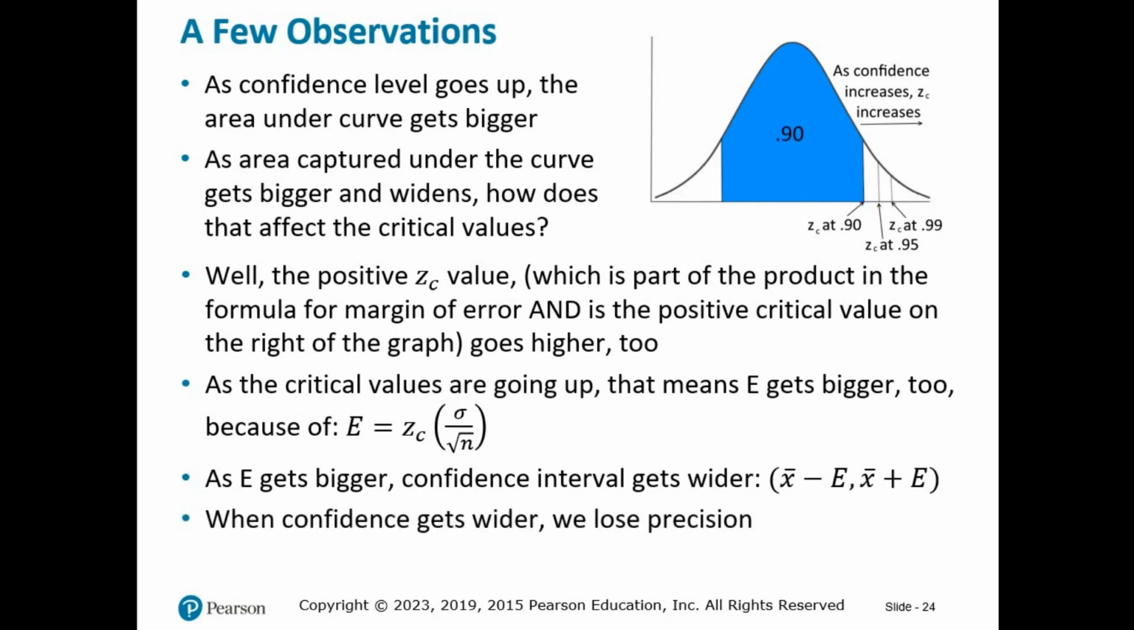Here's the kicker. When the confidence interval gets wider, we lose precision, and that's the opposite of what we want to happen when we're gathering statistics. So how do we avoid this? Well, one way is to have a more appropriate sample size. That usually means a larger sample size. How do we figure out what that size is? Well, let's look at one way to do that.